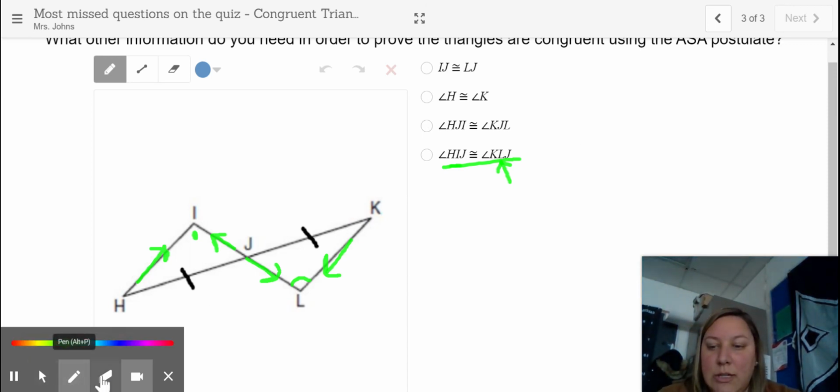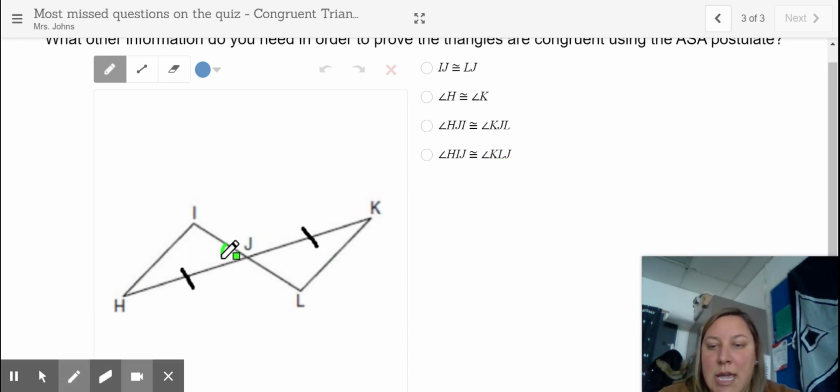One last final question. If I needed to name the vertical angles, what would I name them? If you picked the third option, angle HJI and angle KJL, you are correct.